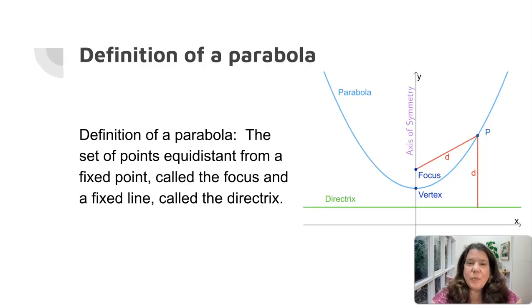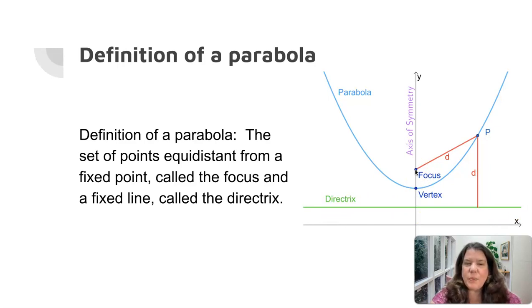So a definition of a parabola. Here's a quick definition. It's a set of points equidistant from a fixed point called the focus and a fixed line called the directrix, whatever that means. A directrix is just a line. So here's a directrix right here, this green line. And then you have a point we'll just call the focus.